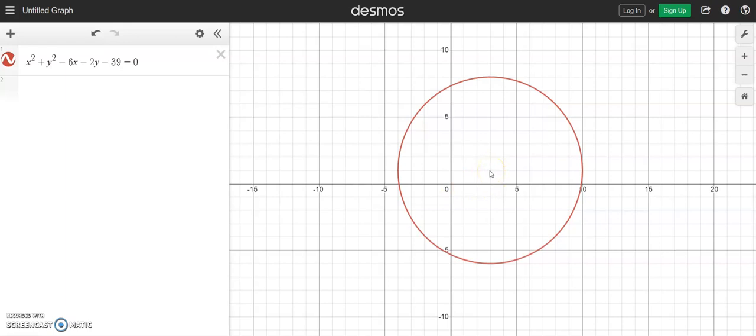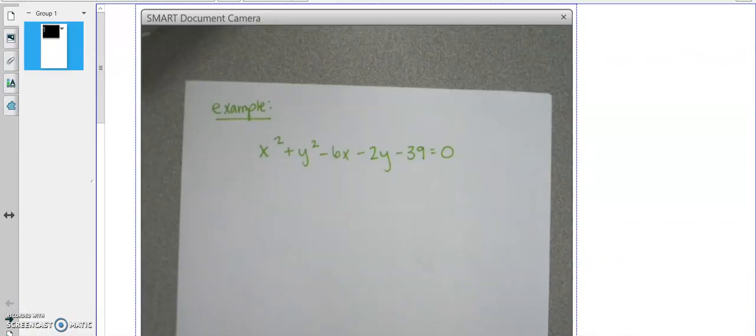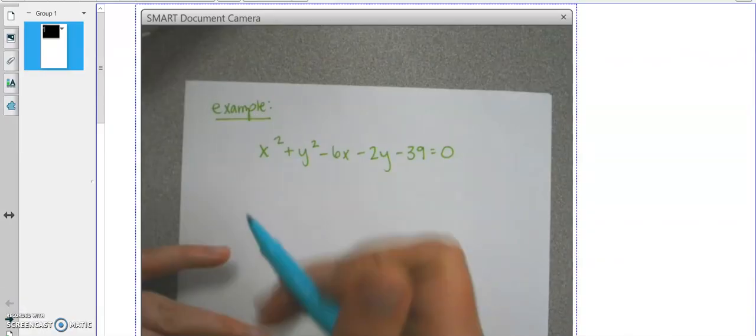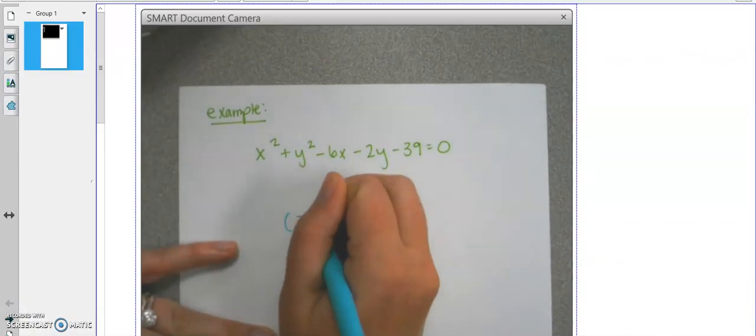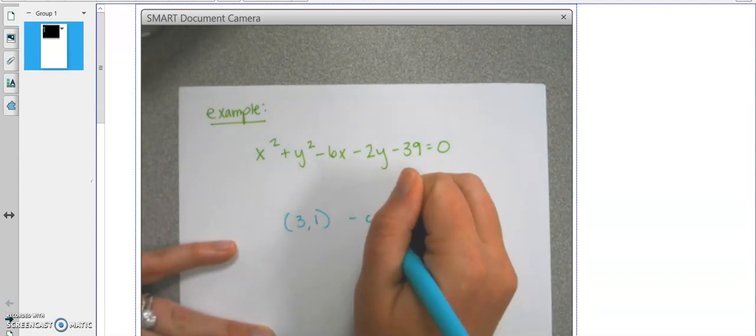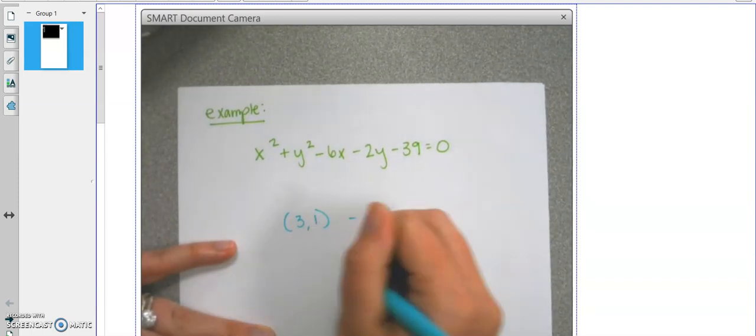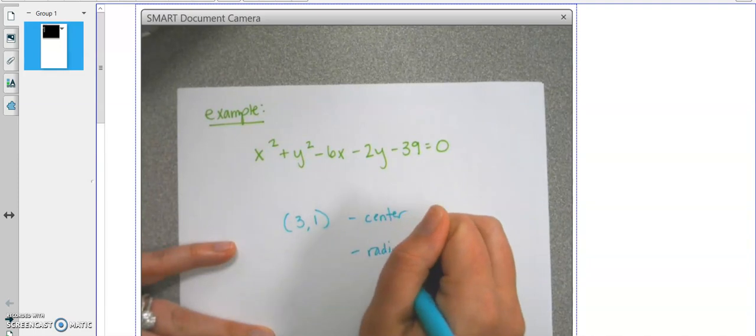And to get the radius, remember, you just count over. 1, 2, 3, 4, 5, 6, 7. So for this one, my center was at (3, 1). And my radius was 7.